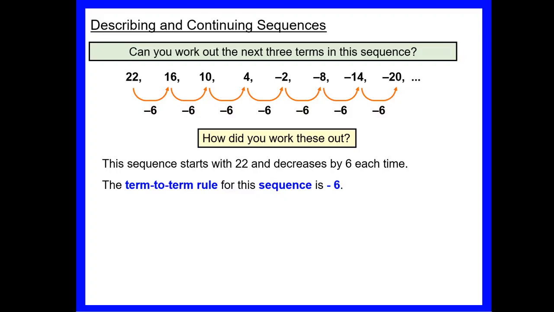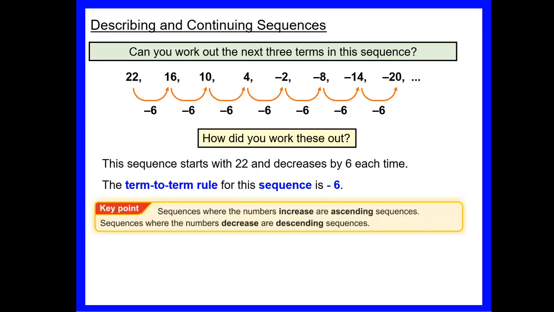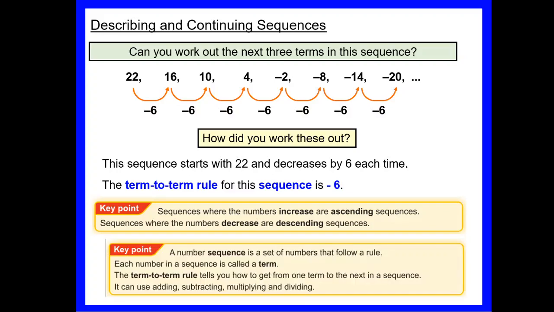So again, we can describe the sequence by describing the rule that we've used to get from one number to the next number. So the key points so far in this lesson then: sequences where the numbers increase are called ascending sequences. Sequences like this one where the numbers decrease are descending sequences. And a sequence is a set of numbers that follows a rule. Each number in the sequence is called a term, and the term-to-term rule tells us how to get from one term to the next in a sequence, and we could use adding, subtracting, multiplying or dividing.